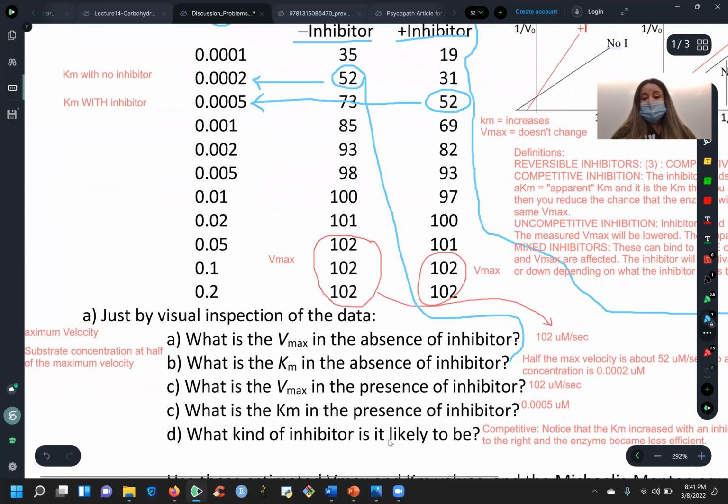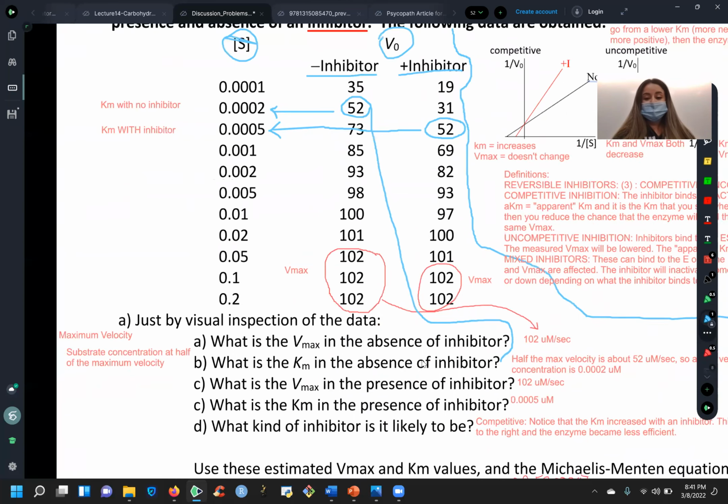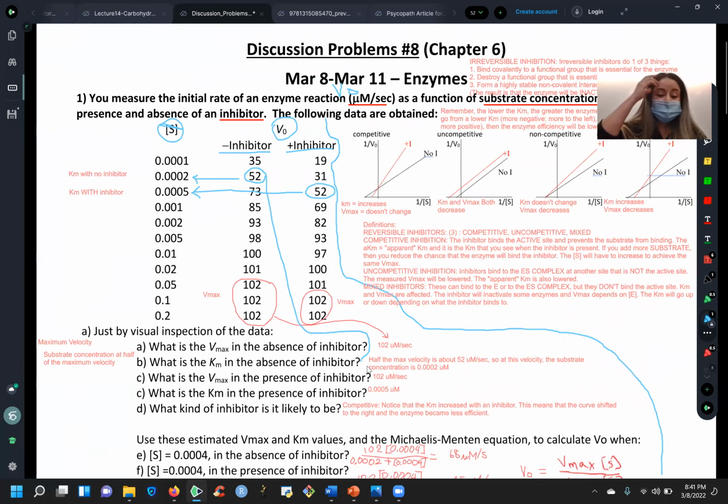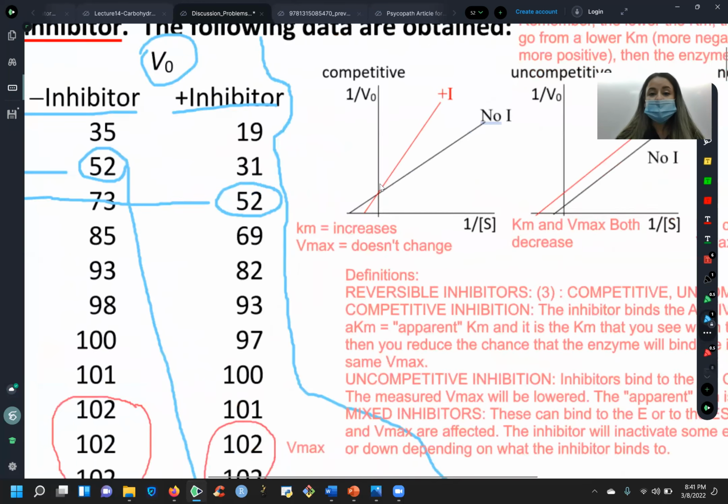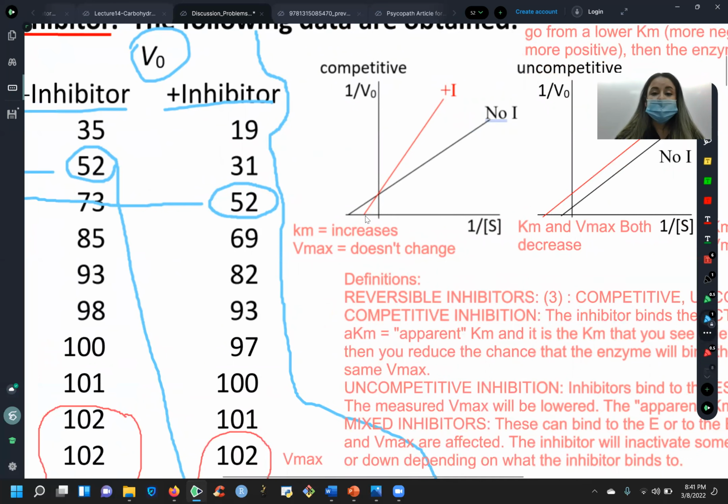So now they're asking us, what kind of inhibitor is this? So I'm just going to walk through the answer with you. Notice that the Vmax didn't change, but the Km did change. So this is a competitive inhibitor. We just covered it in this graph, competitive. The Vmax did not change. So the y-intercept did not change, but the Km did change. And you can see that on the x-axis. This is why it's so important to have your Lineweaver-Burk plot memorized, okay?